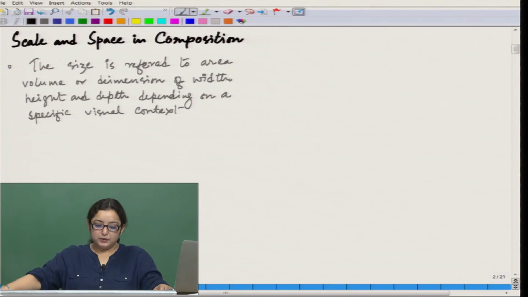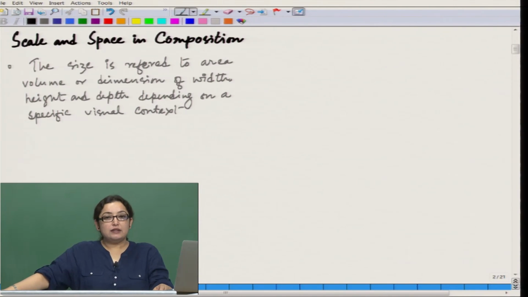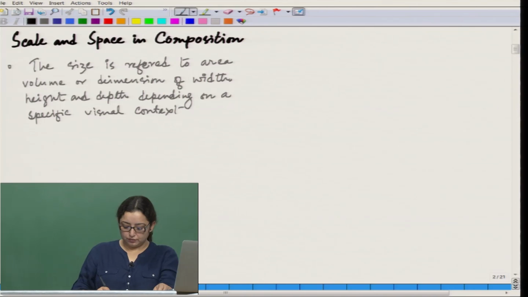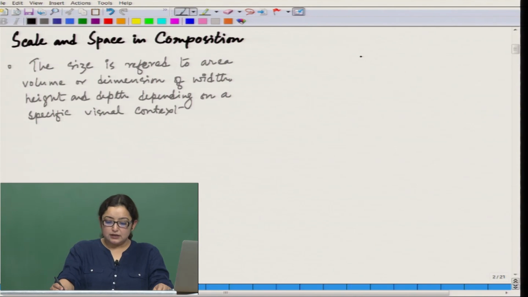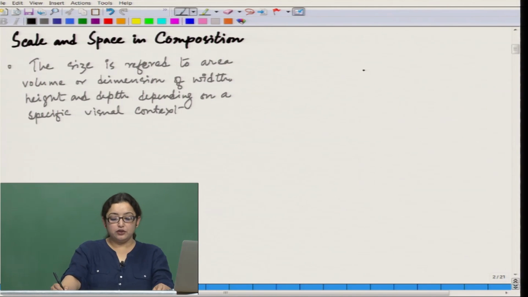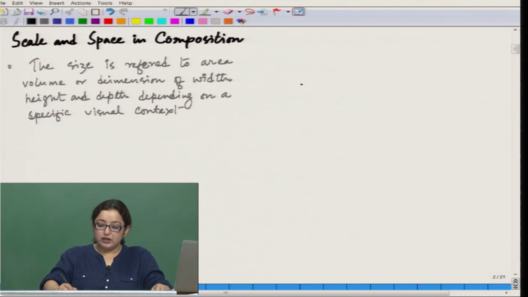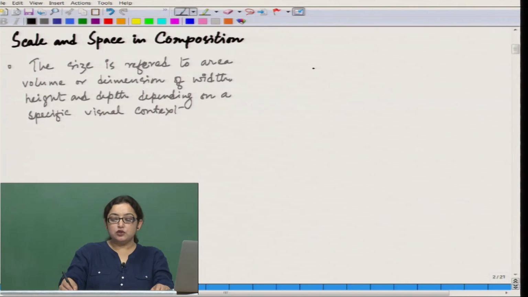So, scale and space in composition also refers to size in terms of the area, volume or dimension of width, height or depth depending on a specific visual context. Let us try and see that with some example. When size is referred to an area or volume or a dimension of width, height or depth depending on a specific visual context, then first we need to fix the context.